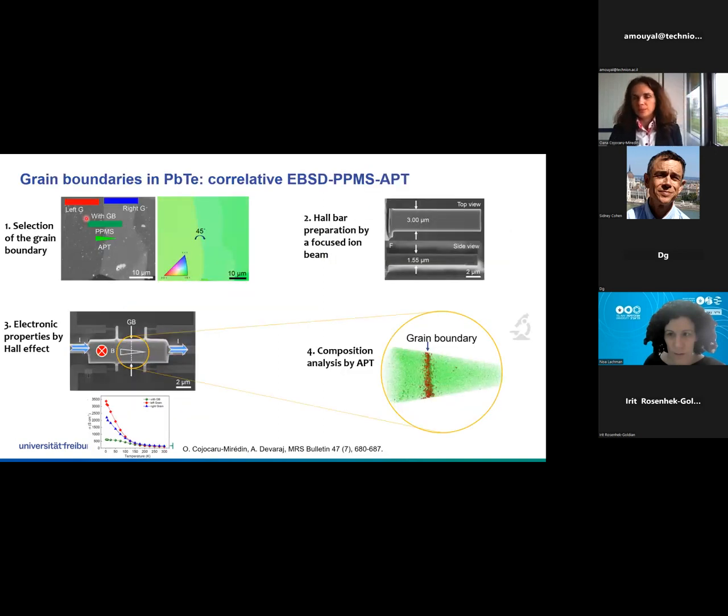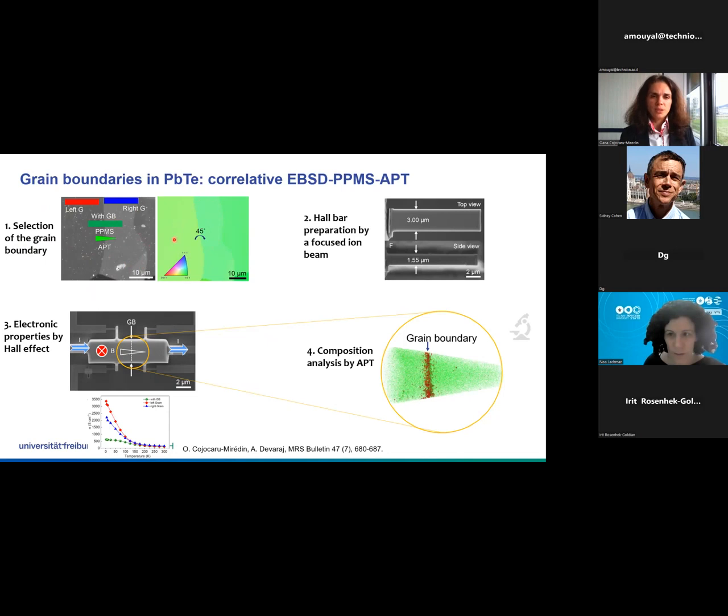While I was still at Aachen University, we developed a new methodology, published last year, which allows us to determine for the grain boundary the structure, the transport property, and the composition. So how is this done? Basically, these are the 4 steps that we employ. Here we have the laterite material. In SEM, we see different contrasts from different grains.